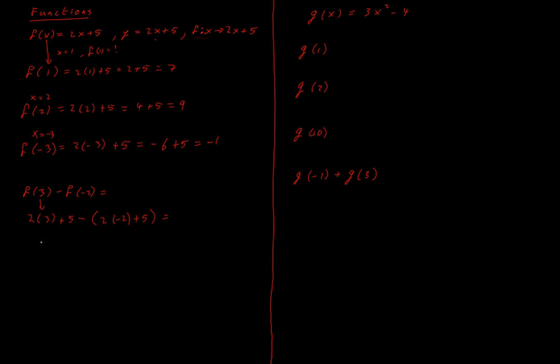So 2 by 3 is 6, plus 5, minus, plus 2 by minus 2 is minus 4, plus 5.